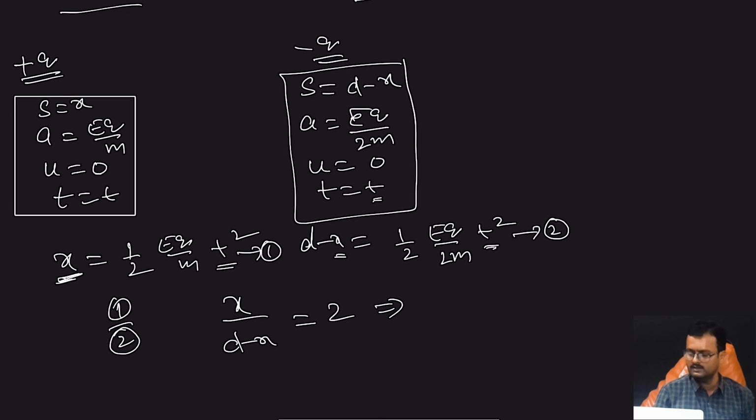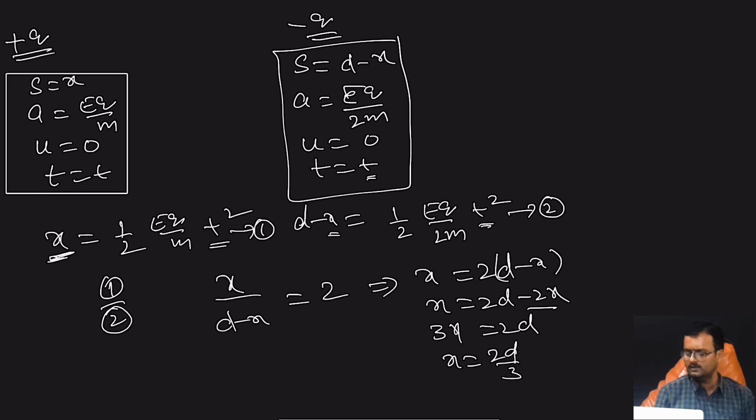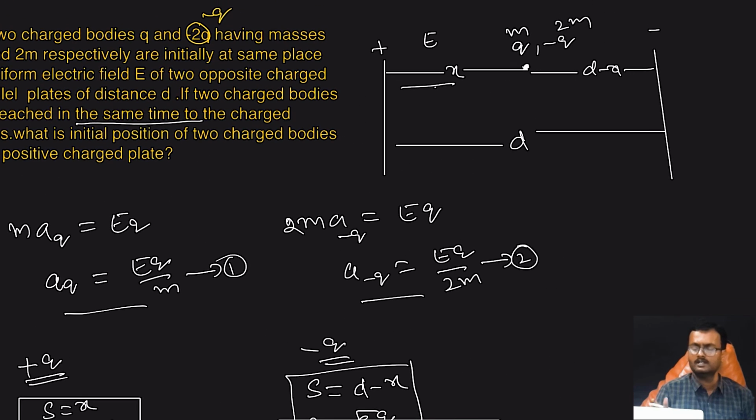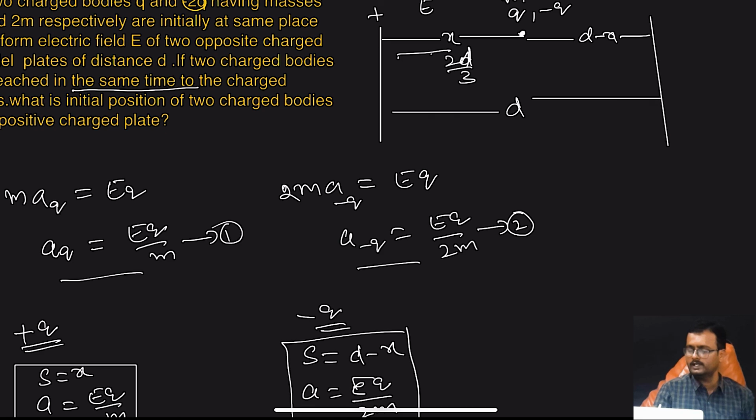Take cross multiplication. Then we get x equals 2 into d minus x. So x equals 2d minus 2x. Minus 2x brought to this side, x plus 2x equals 2d. That is 3x, so x is equal to 2d by 3. So x is equal to 2d by 3. At a distance 2d by 3 from the positive plate, we get the initial position of both charges.